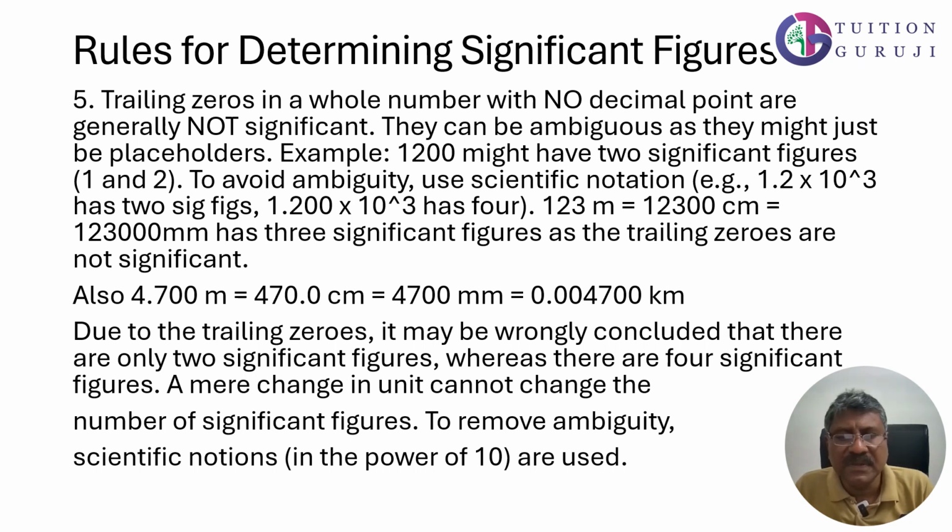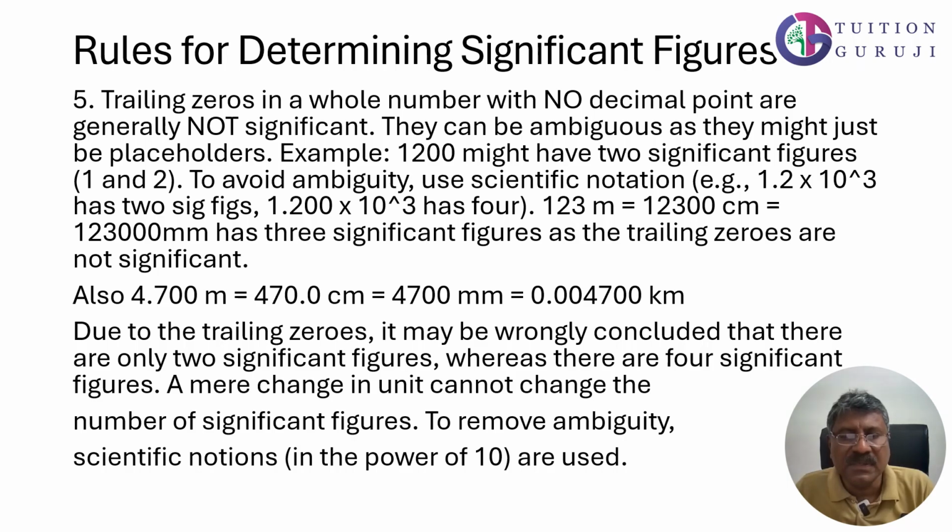There can be ambiguity as they might just be placeholders. For example, 1200 might have 2 significant figures, 1 and 2. To avoid ambiguity, we have to use scientific notation. For example, 1.2 × 10^3 has only 2 significant figures. 1.200 × 10^3 has 4.